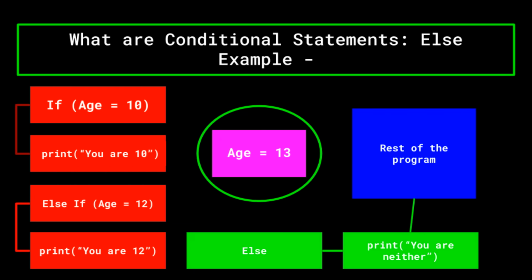This will catch all cases of the program that didn't fit into our parameters. It's good practice to always have an else statement at the end of your conditional statements to catch any weird cases that may come up in your program. Now remember back to the fact that we could have thousands of else if statements.